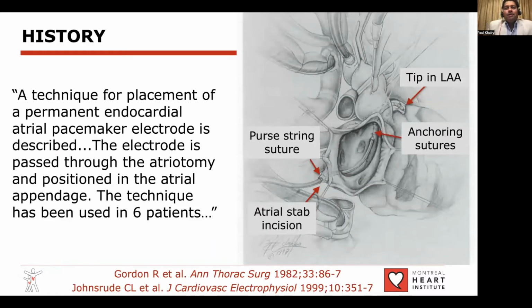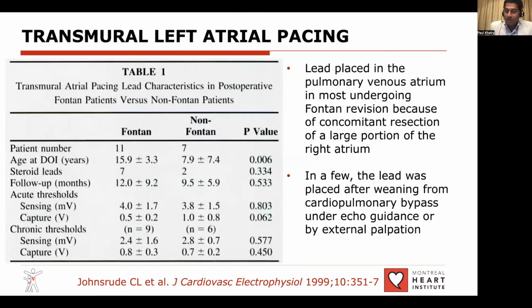So the concept of placing endocardial leads in the systemic circulation is actually not new at all. In fact, Robert Gordon back in 1982, so over 40 years ago, described a case series of 6 patients who had transmural atrial leads placed in the left atrial appendage during open heart surgery. And essentially, the approach was to create these atrial stab incisions to control the bleeding with purse string sutures, and then to place the tip of the lead at the tip of the left atrial appendage with or without anchoring sutures. And this technique of transmural atrial pacing was later applied to patients with congenital heart disease as well.